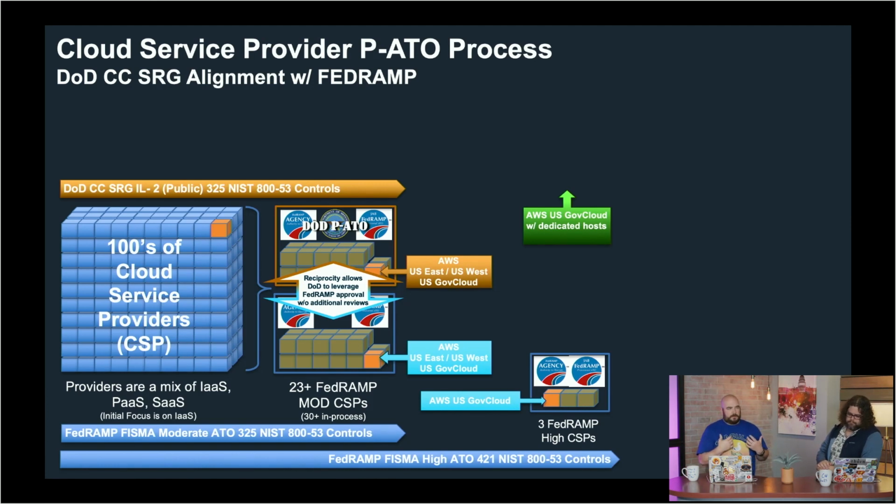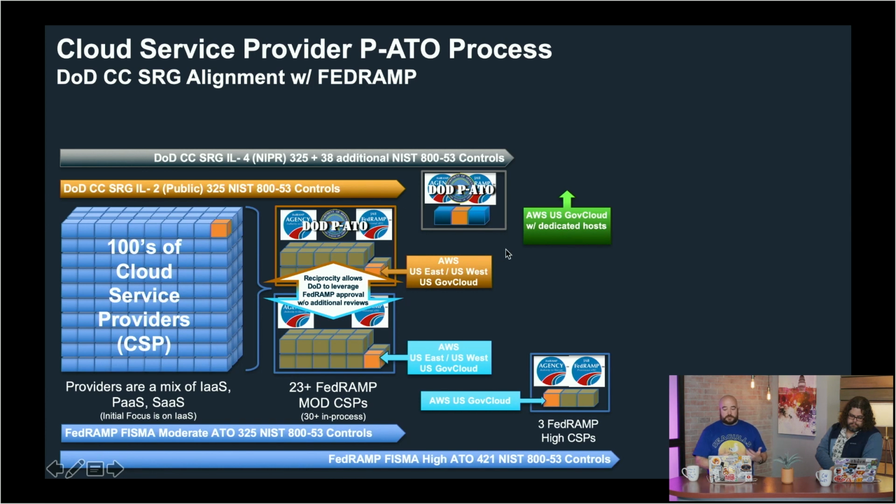But then FedRAMP said, we have this need for FISMA moderate, but we also have users that need FISMA high. And so to get to FISMA high, there was an additional set of controls. The DoD came along and said, we also have unique requirements. So they accepted reciprocity between FISMA moderate and what they call the DoD CCSRG, Commercial Cloud Computing Security Requirements Guide, and impact levels. Their impact level 2 maps to FISMA moderate. It has a set of controls that are directly correlated, and that's all your publicly available, accessible data, right?